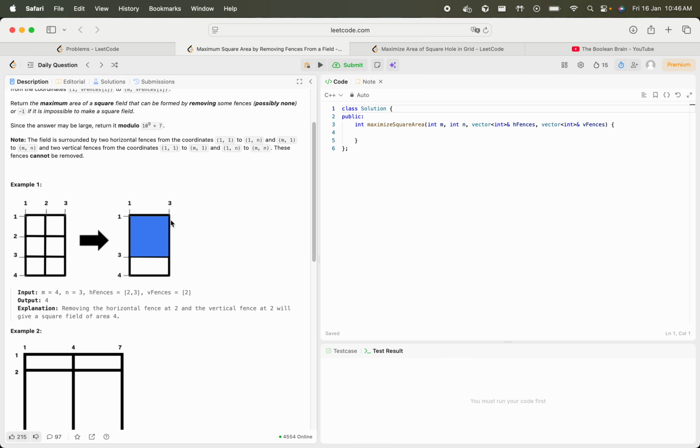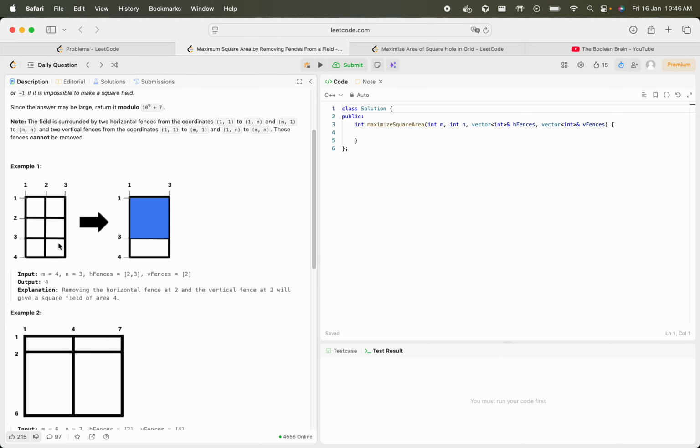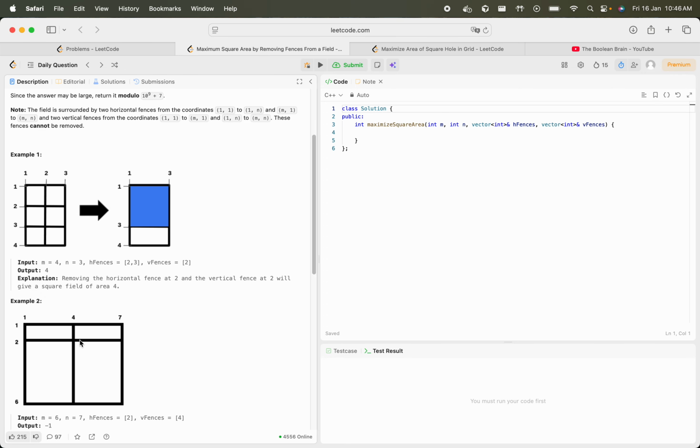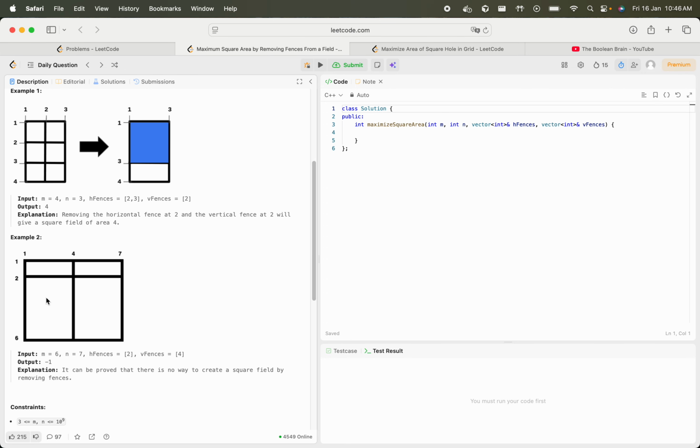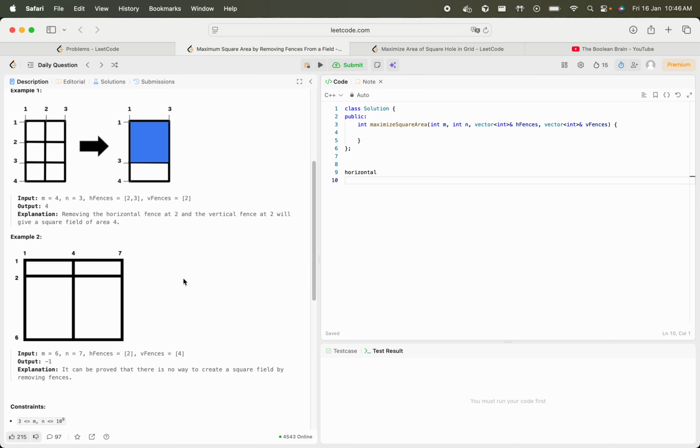Now, what is the difference between the previous and today's problem statement? The difference is basically the starting point. So if this is the possible initial starting square, how can I find all possible lengths in the horizontal direction? First, let's try to find the lengths in the horizontal direction.